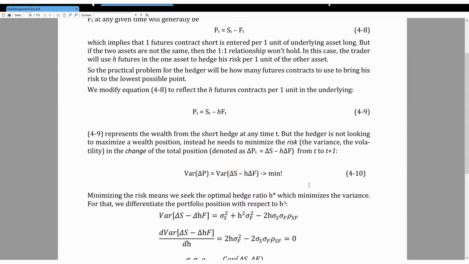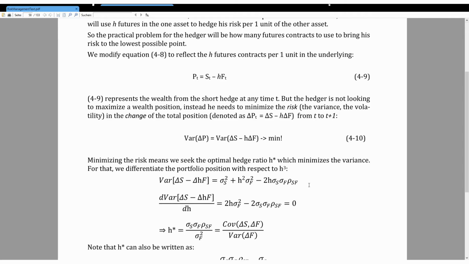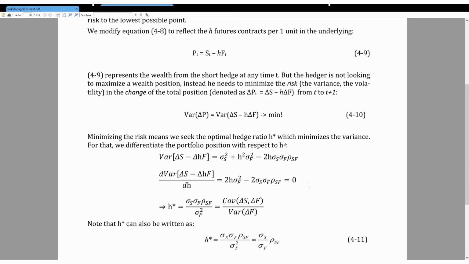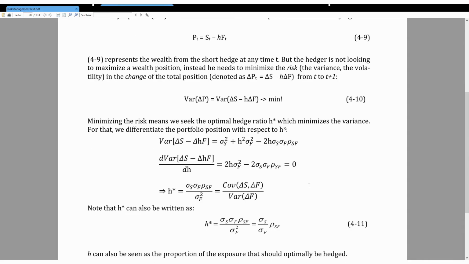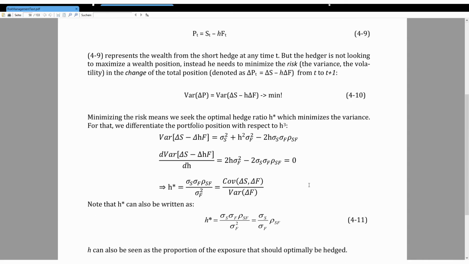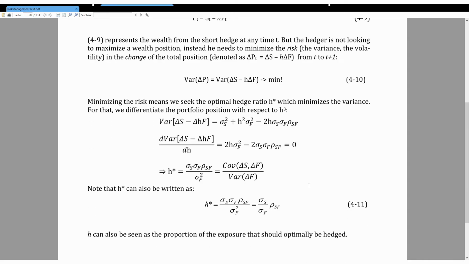How do we minimize a function? How do we find the minimal value of a function with regard to a certain variable? Well, by taking the first derivative, and that's what we do. So we differentiate the portfolio position with respect to h.